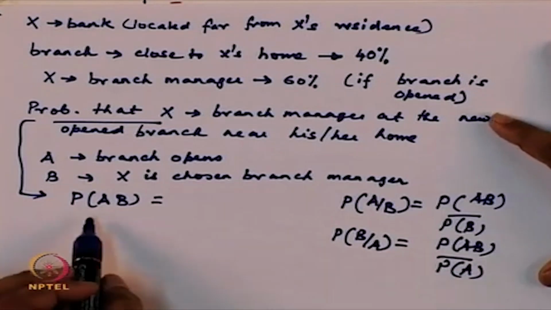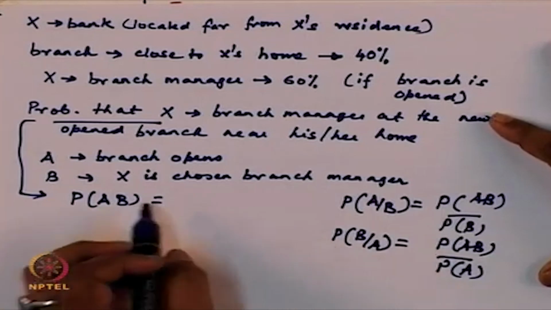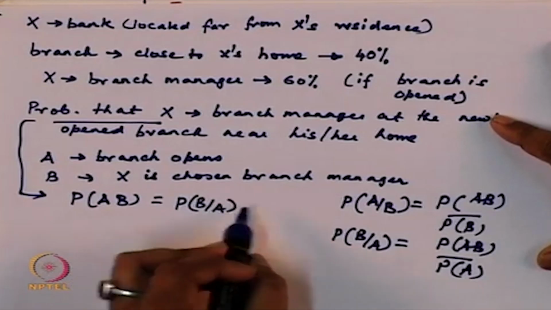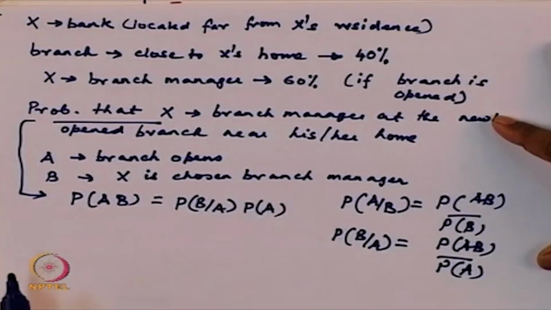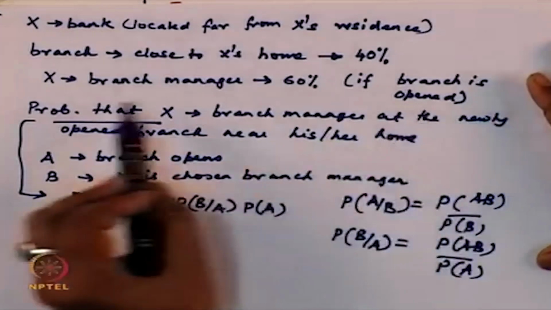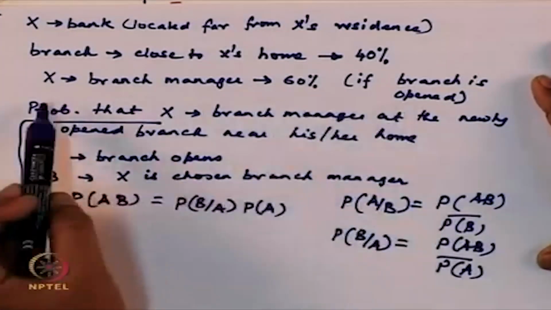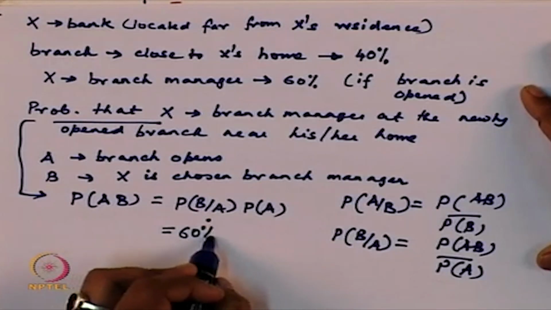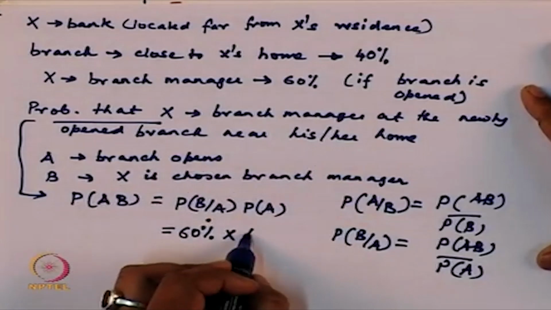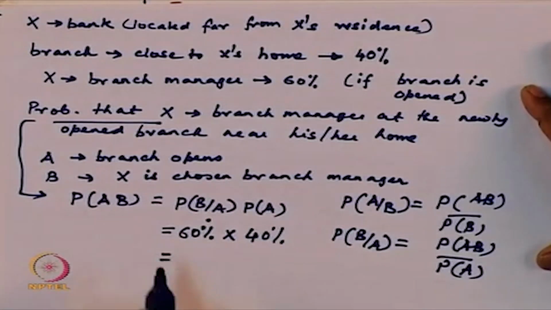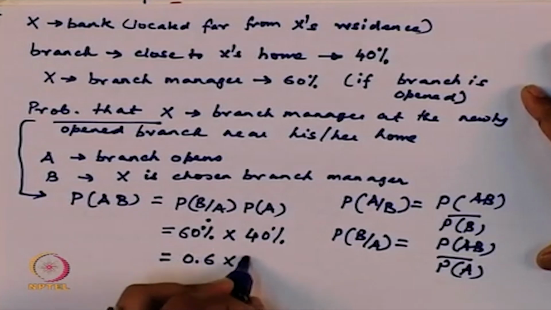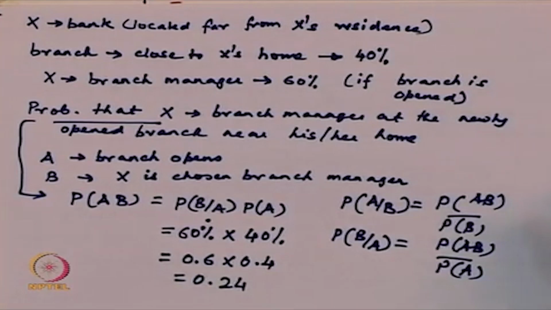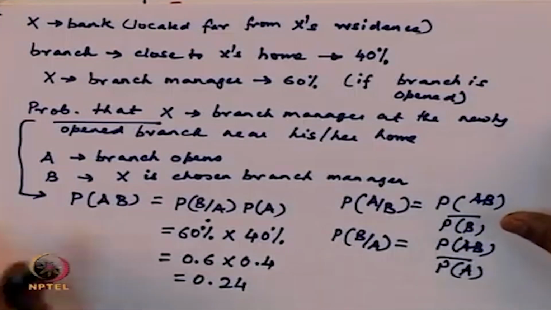From this expression I can write P(AB) is simply equal to P(B given A) into probability of A. This 60% statement is nothing but probability of B given A, which is equal to 60%, and probability of A is 40%. So, you get the answer of 0.6 into 0.4 equal to 0.24.